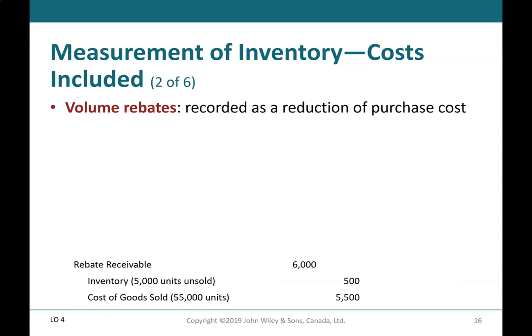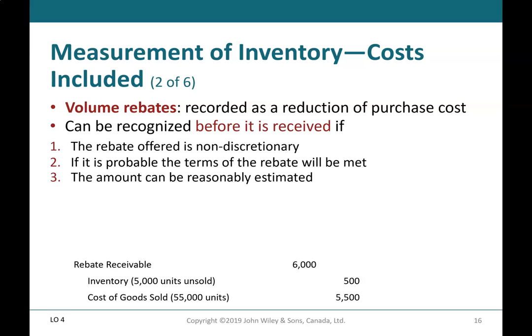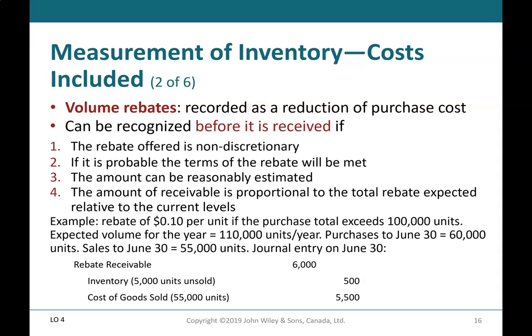Measurement of inventory, costs included, 2 of 6. Volume rebates, recorded as a reduction of purchase cost. Can be recognized before it is received if the rebate offered is non-discretionary, if it is probable the terms of the rebate will be met, and if the amount can be reasonably estimated. The amount of receivable is proportional to the total rebate expected relative to the current levels.